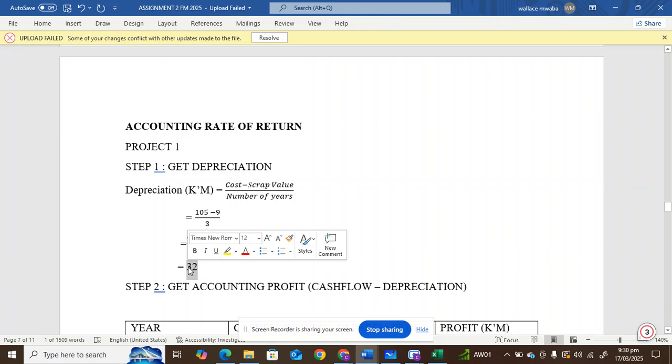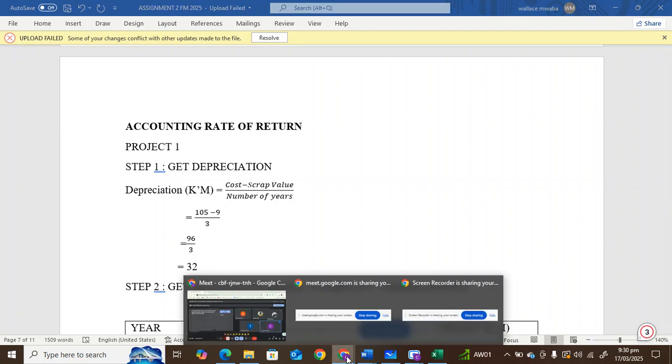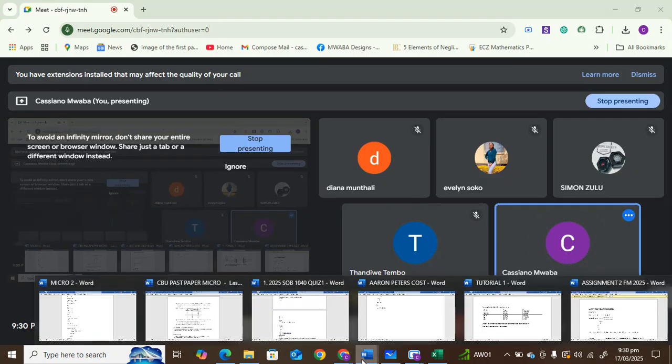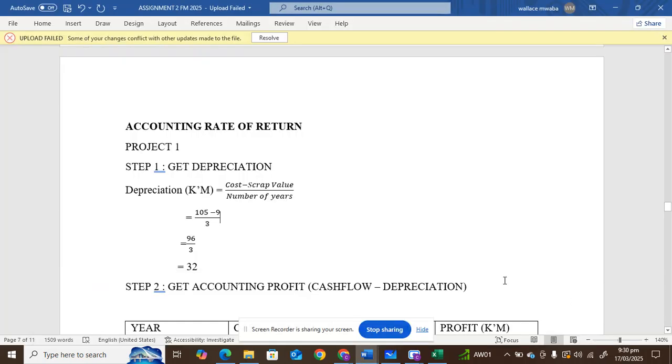So that is our yearly depreciation charge. In the question, they told us we are using the straight line method. With the straight line method, the depreciation charge is the same each year. It does not change. Any questions before I move further?